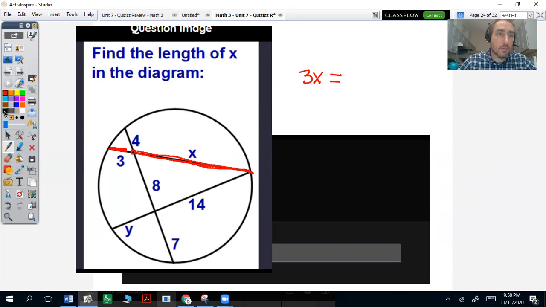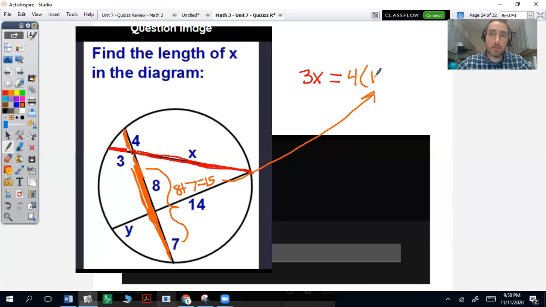Now the other arc, we have a 4. It's kind of split up there, 4. But it's going to be multiplied by this entire length, not just the 8, not just the 7, but what represents the 8 and the 7 here. So this right here, 8 plus 7, which is 15, that's going to be the length that we plug in there. Okay, because in intersecting arcs, it's that point where they intersect that splits them up. So 4 times 15 equals 3 times x.